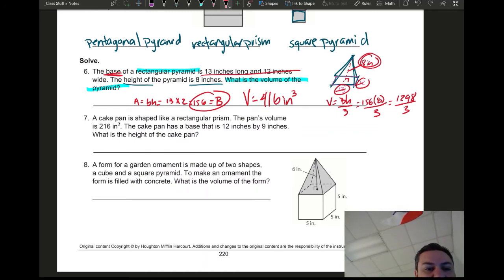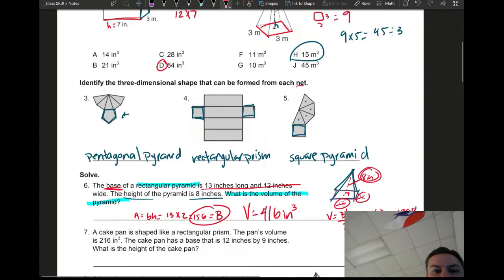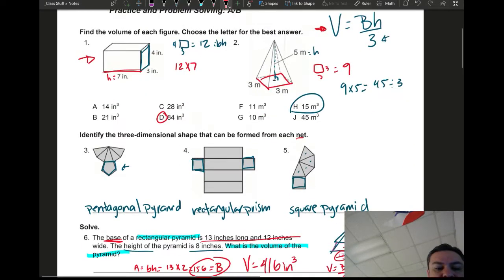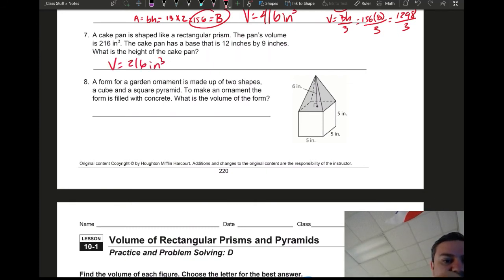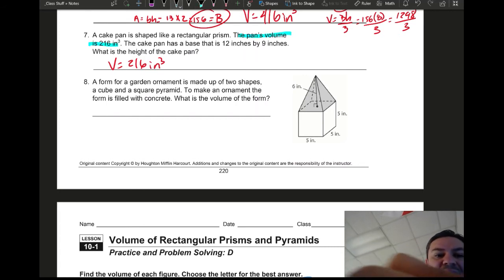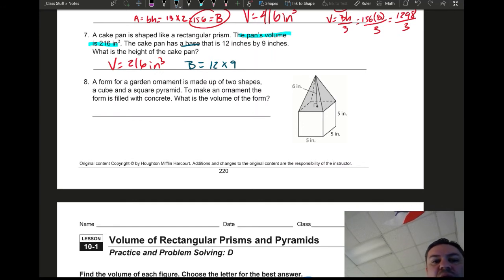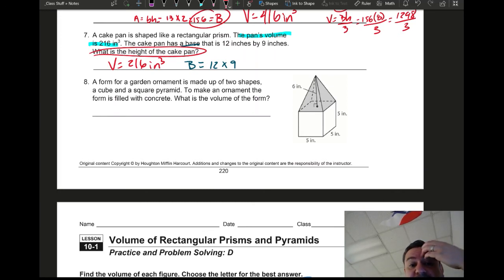Next one, number 7. A cake pan is shaped like a rectangular prism. So we're going to have something like number 1. The pan volume given to me is 216 inches cubed. So I guess we have to work this backwards. The base, that's big B, is 12 by 9. What is the height? So we're looking for the height. We're going to solve using the values that we know.